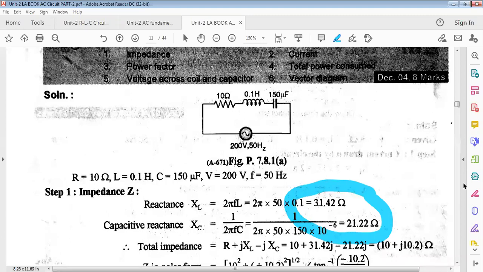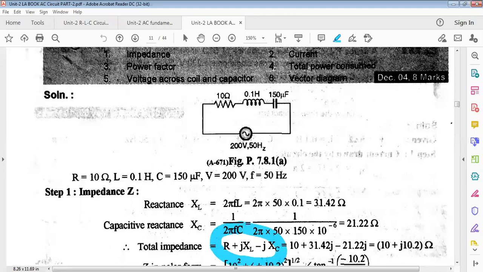R plus j(XL minus XC), means whatever the Z you will calculate, its imaginary part will be positive or negative? As XL is greater, positive. Very good. Okay. So Z formula all of you know, R plus j(XL minus XC). Okay. So put here the value. This is the Z in rectangular form. We got it. If required, using a calculator, you can convert it into the polar form.